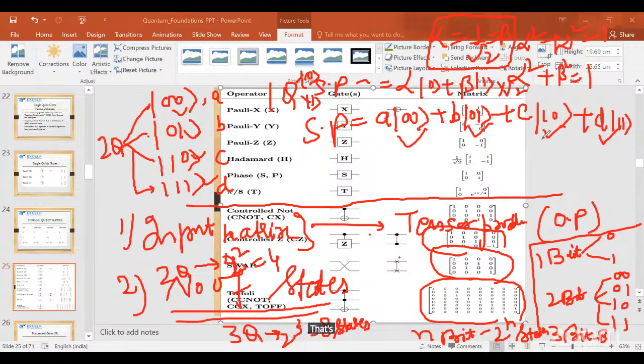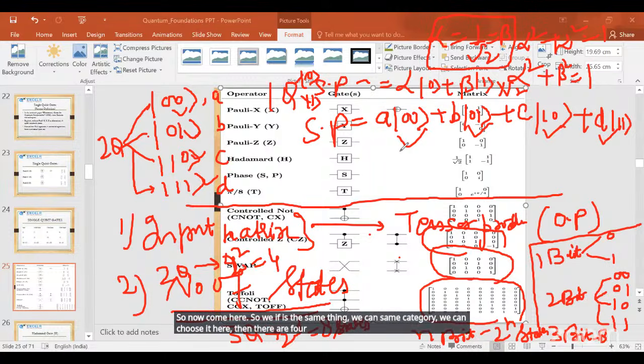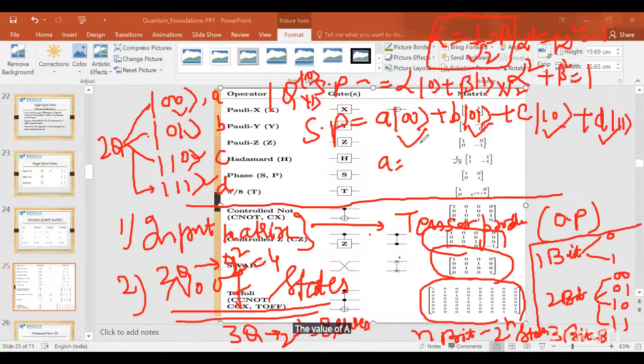That's why it is the same in the Hadamard gate. When there is an equal superposition of the 0 and 1 basis, the 1 by root 2 factor was there. Now come here. With the same criteria, there are 4 states, so if there is an equal possibility of being in all 4 states, the value of A will come out as 1 by root 4, which means 1 by 2.